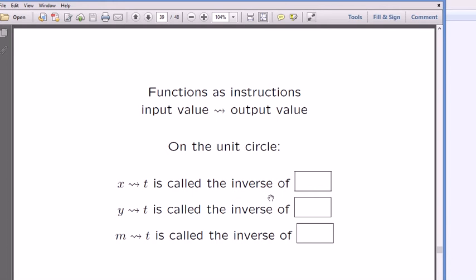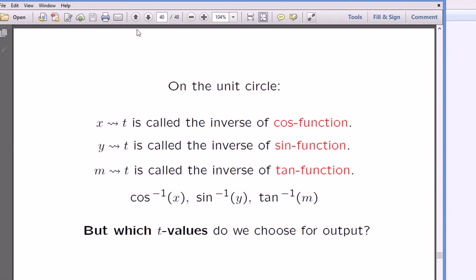That is called the inverse of what function? Cosine. X coordinate, angle, that's cosine. So cosine is like, I give you an angle, you read the x coordinate. It's the opposite: I give you an x coordinate, and you read the angle. That is called the inverse of cosine. How about this one here? I give you the y coordinate. It's the inverse of sine. How about I give you the slope, and then you read the angle. That's the inverse of tangent. That's summarized here.